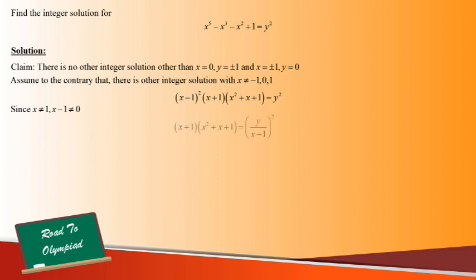and it will come out with this equation. This tells us that the product x plus 1 times x squared plus x plus 1 is a perfect square. Also, notice that the GCD of x plus 1 and x squared plus x plus 1 is equal to 1. For those who are unsure about this, let's have a quick proof of the claim.